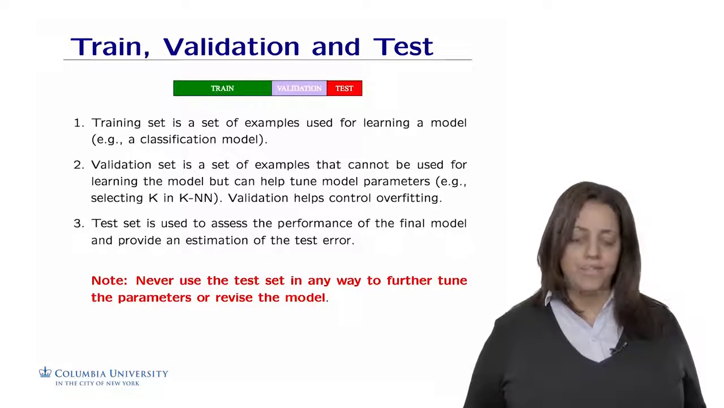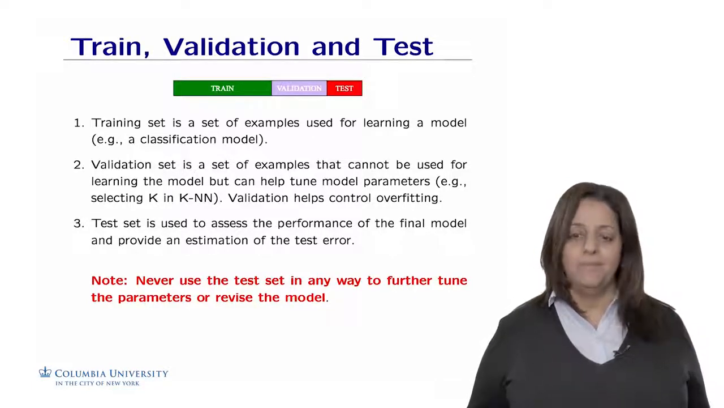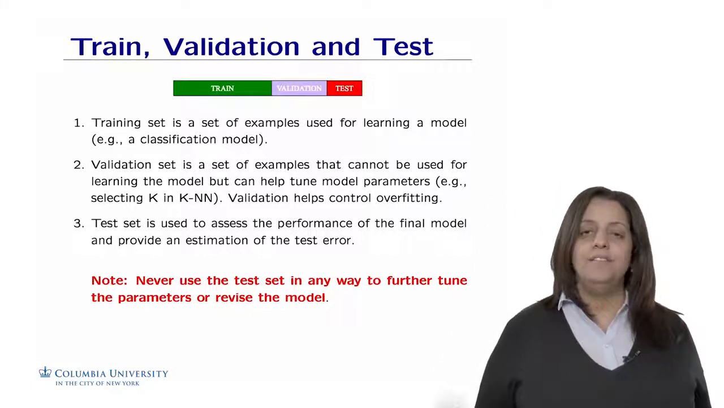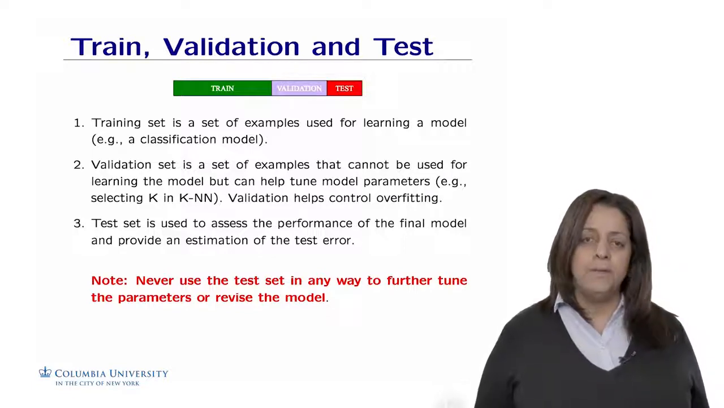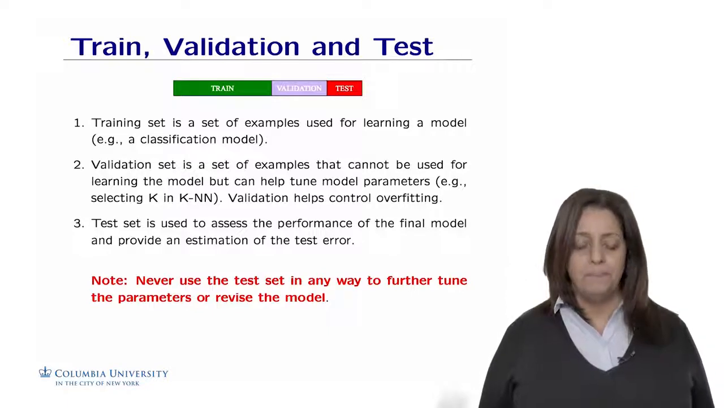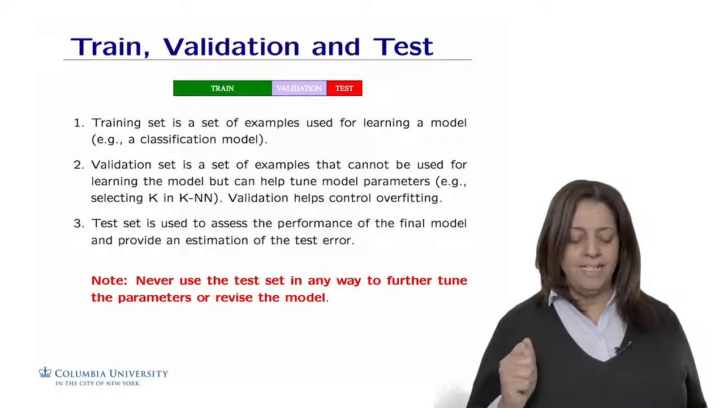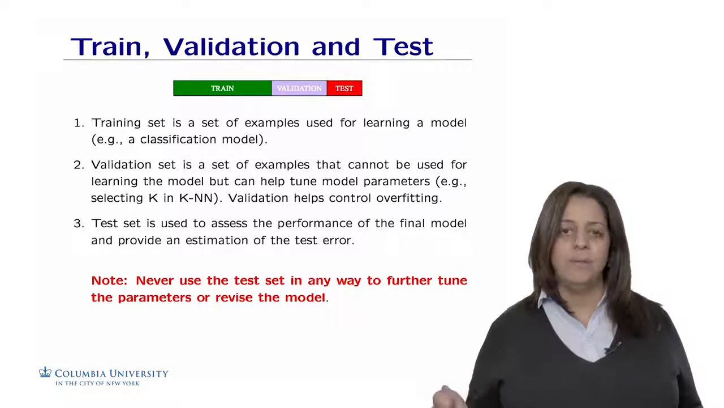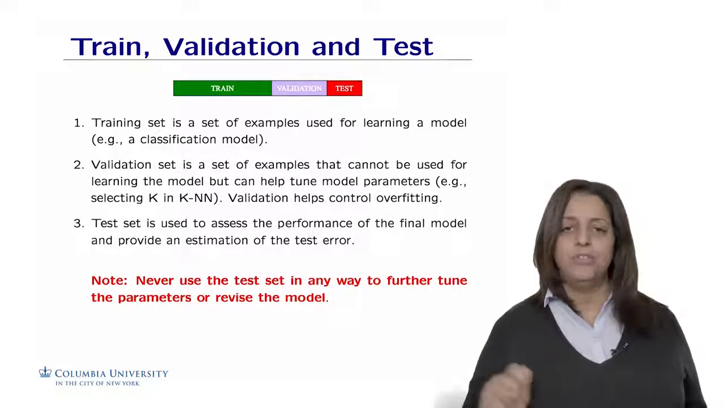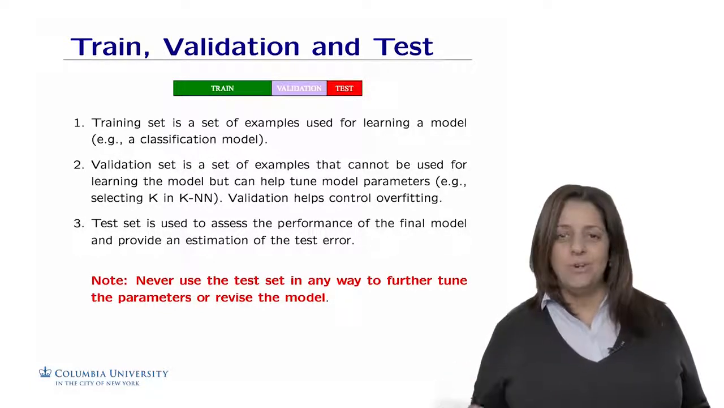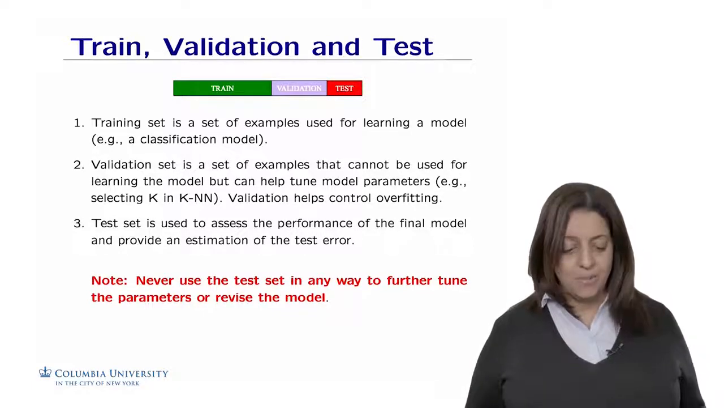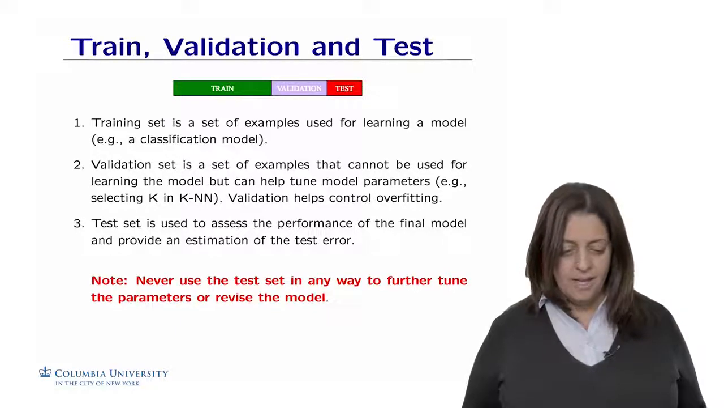Note that you should never use a test set in any way to further tune the parameters or revise the model. This means that given the training and validation set, do whatever you can to build the best possible model, and tune the parameters to derive it. Once you get this model, call it F, apply it on the test set, but never revise your model based on the test set. Your out-of-sample error should be a true out-of-sample error. Otherwise, you're going to, again, overfit the test set. So in this scenario, always keep the test set separate from your learning step.